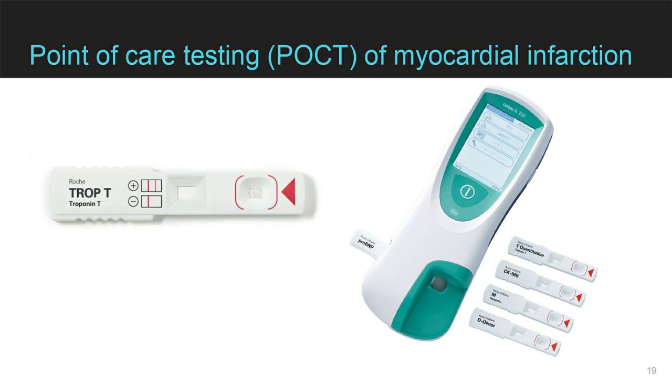Okay, here you can see devices which we use to determine the concentration of different markers of myocardial infarction. So this is a test system which can give us information, the answer to the question: does this patient suffer from myocardial infarction or not? Here you can see one line or two lines. See? Two lines means what?